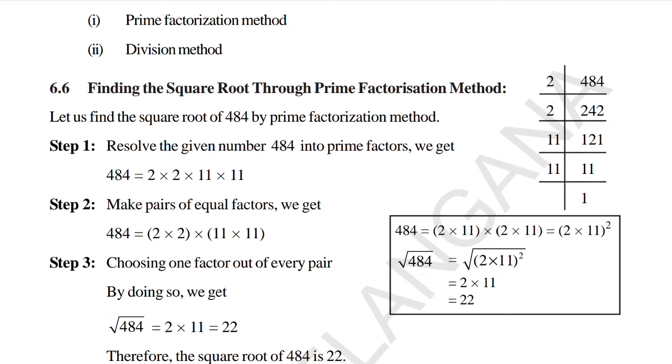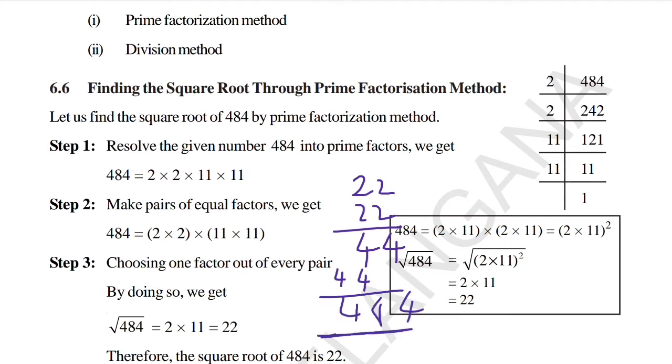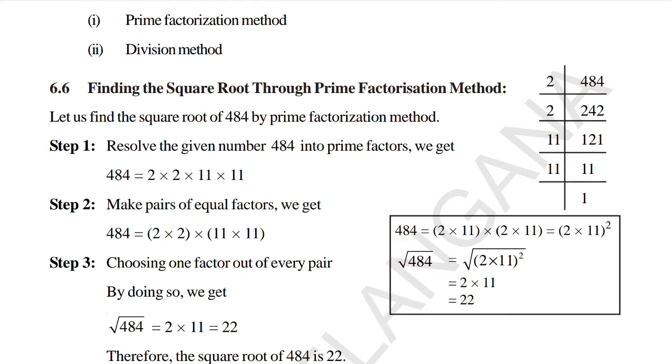We can verify this answer. How to verify? It is the square root of 484, so 22 into 22 should come as 484. 2 twos are 4, 2 twos are 4, and so on, we get 484. So our answer is correct.